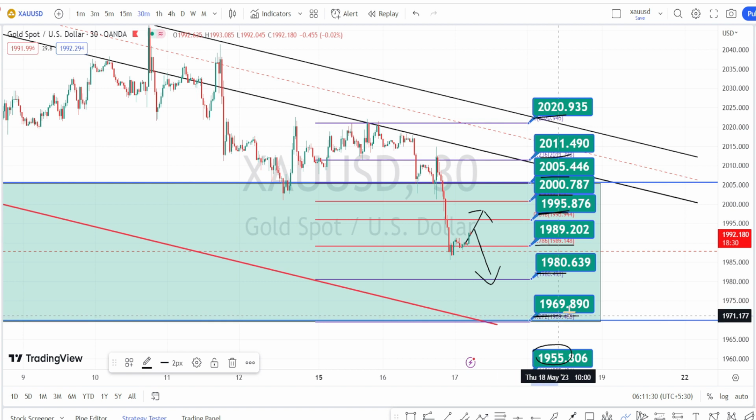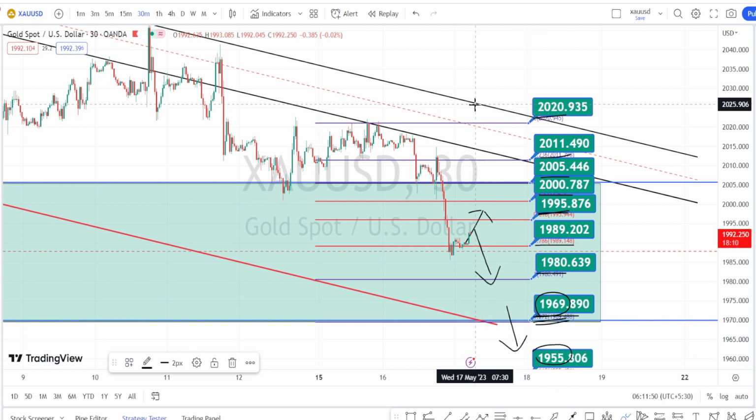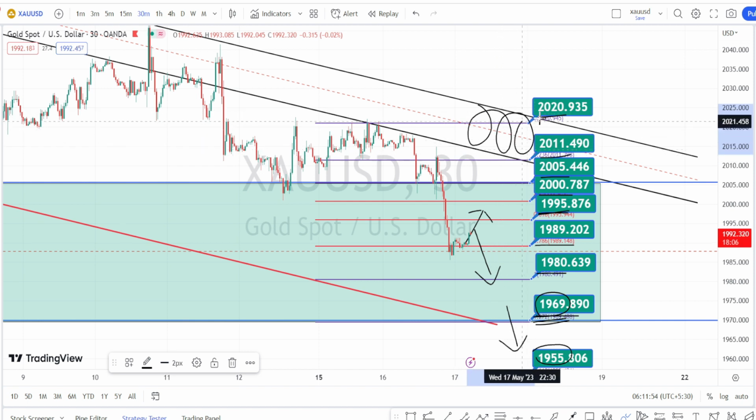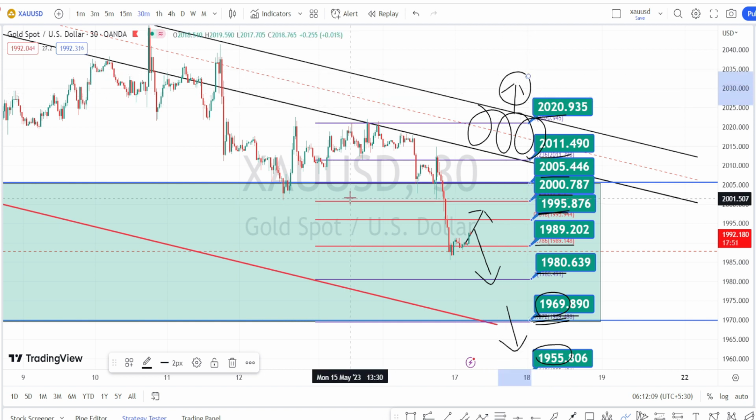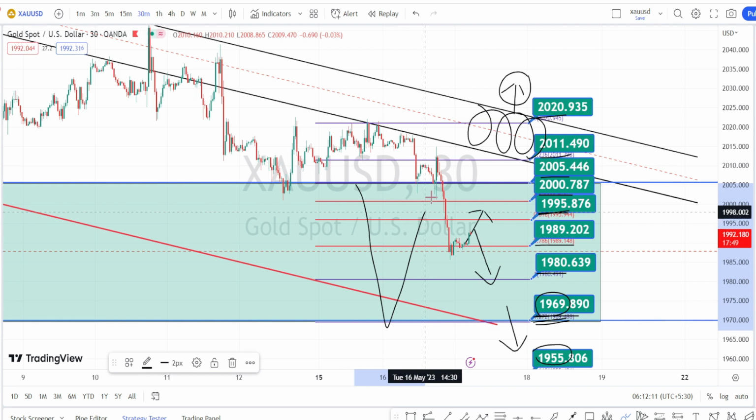This level of 1969 is a very strong support from the higher time frame. Once the price action breaches this support level of 1969 or 1970, we can expect a very sharp fall on the bearish side. And on the bullish side, once the price action breaches this bearish channel pattern from the 4 hours time frame, we can expect the bullish side retracement to start in 30 minutes time frame also. Currently the price action is trading in a demand zone or the support zone.